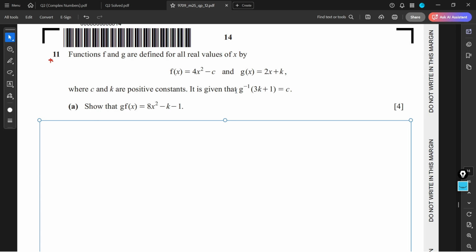Along with that, it is also given that the g inverse function, if we pass the value of x as 3k + 1, should come out to be equal to c. Now, keeping this in mind, we have to show that the composite function g of f of x should come out to be this particular thing. That is what we have to prove basically. So in this first part, what are we supposed to do?